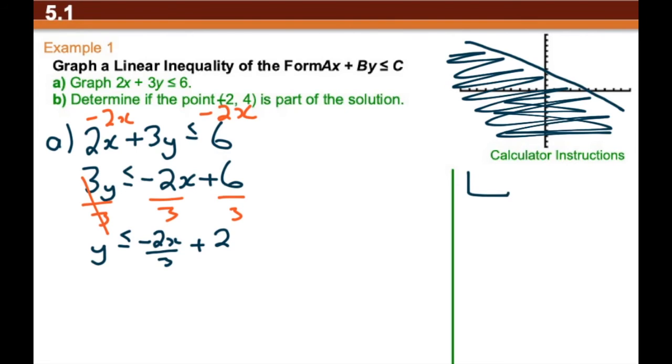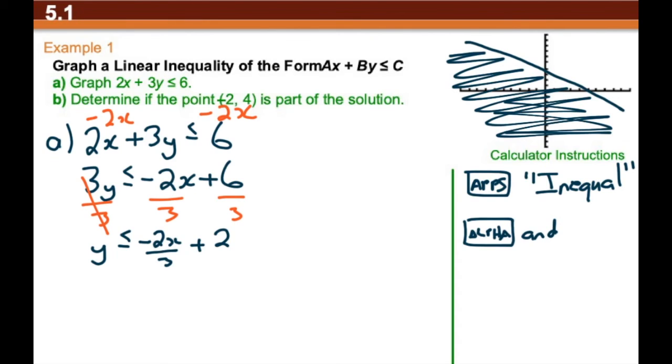So before we get to part B, just going to do some brief calculator instructions. We need to open the apps. We need to choose the inequality app. In order to change off of an equal sign to whichever inequality sign, we need to use the alpha key. We need to input the inequality, and we need to graph it.